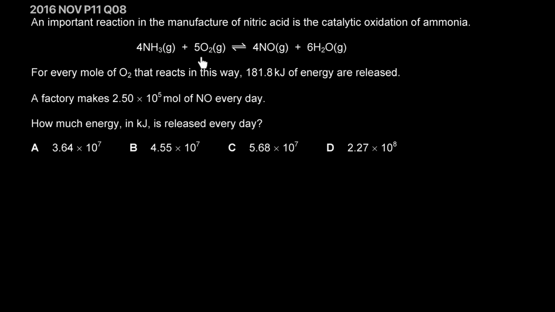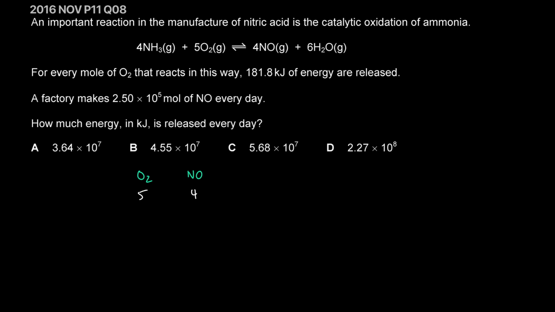So we can just figure out the number of moles of oxygen. We know that the molar ratio between oxygen and nitrogen monoxide is that for every 5 moles of oxygen, we get 4 moles of nitrogen monoxide.